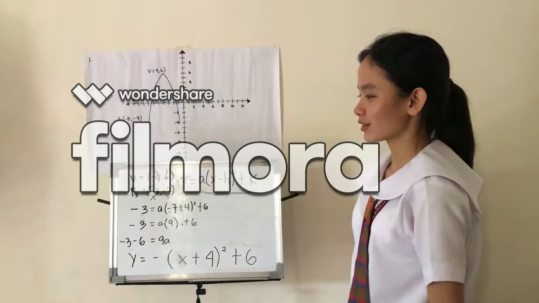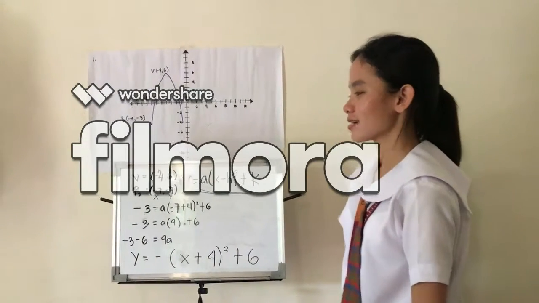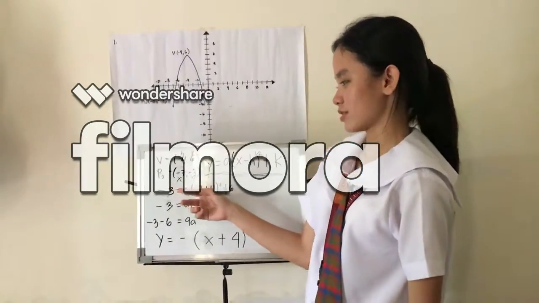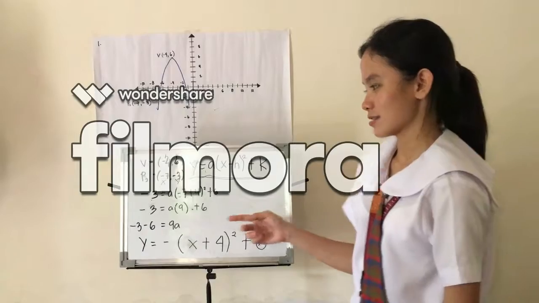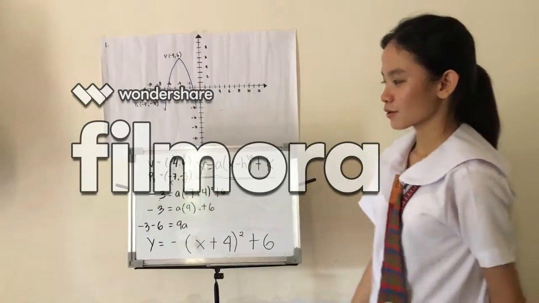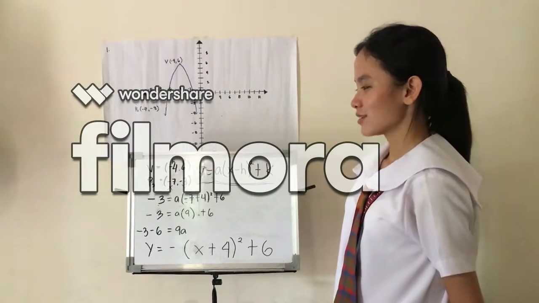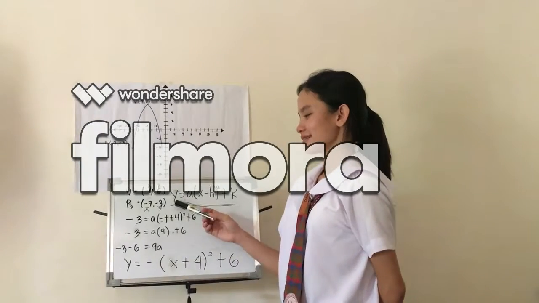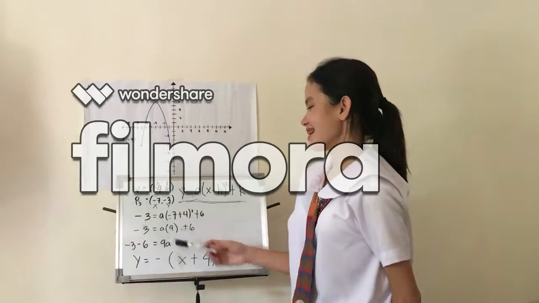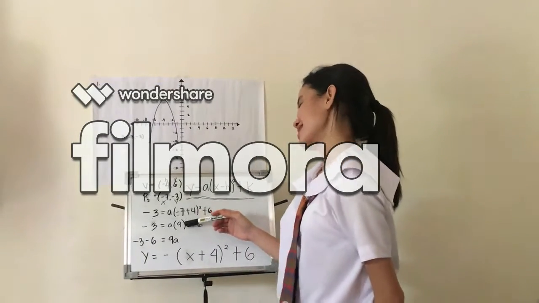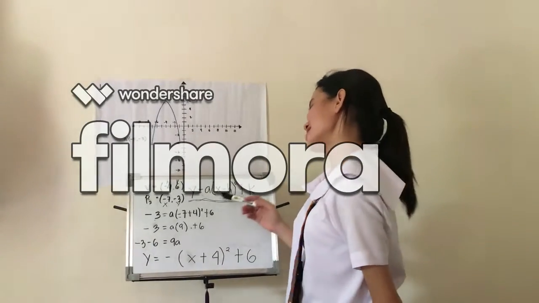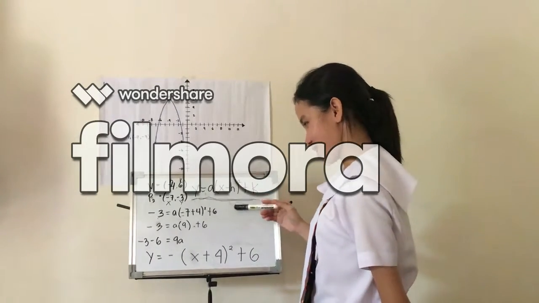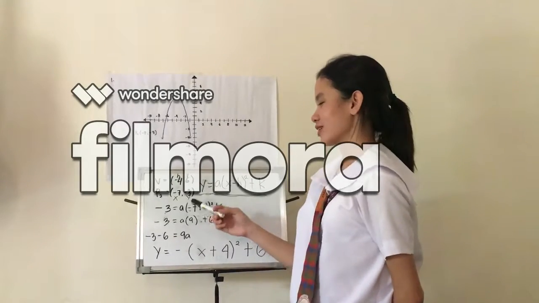Then, we have our vertex, which is (-4, 6), as h and k, and our second point, which is (-7, -3), as x, y. Then, we're going to substitute the values of h, k and x, y into the formula. y, which is -3, equals a times x, which is -7, plus 4, which is h, squared. k is equivalent to 6.